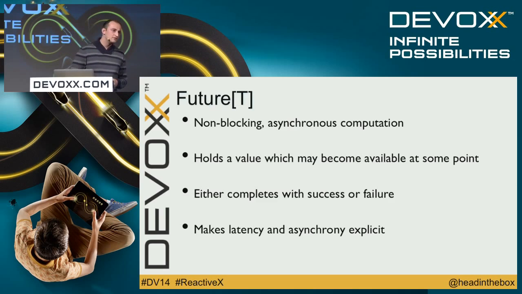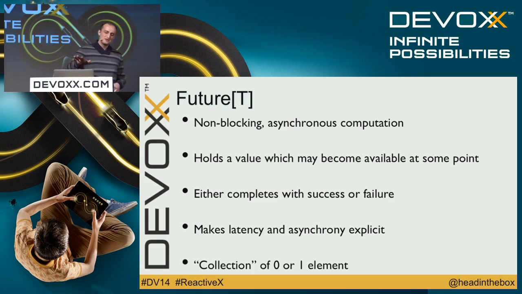Now, the nice thing about the future is that in the type signature of your functions, in the type signature of your data structures, it makes the effect of latency and the effect of asynchrony explicit. You immediately see that a function that returns a future probably has some latency. That's why it's a future, right? So we don't want to be blocking it. We just go on with our lives when we call it, and whenever it's done, we react. And it also tells us that, obviously, it's an asynchronous computation.